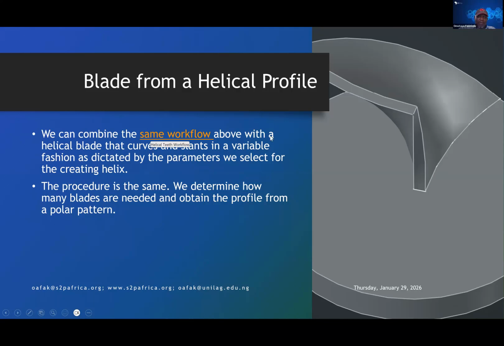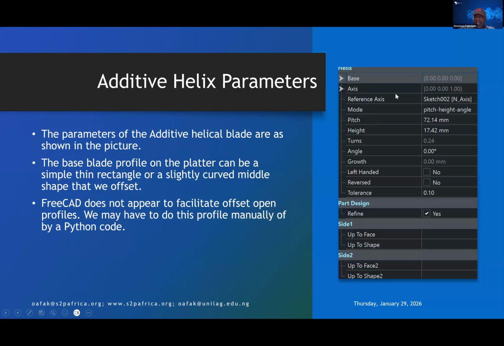We can combine the same workflow above with a helical blade that curves and slants in a variable fashion, as dictated by the parameters we select for creating the helix. The procedure is the same. We determine how many blades are needed and obtain the profile from a polar pattern. These are the forms you will fill to get that particular profile. Once you change the pitch, the height, and the turns and angle, it will give you a different profile.